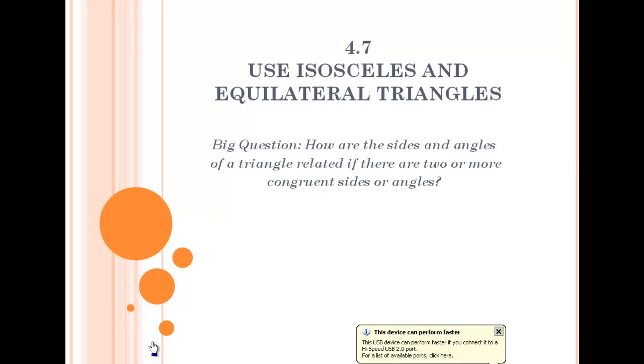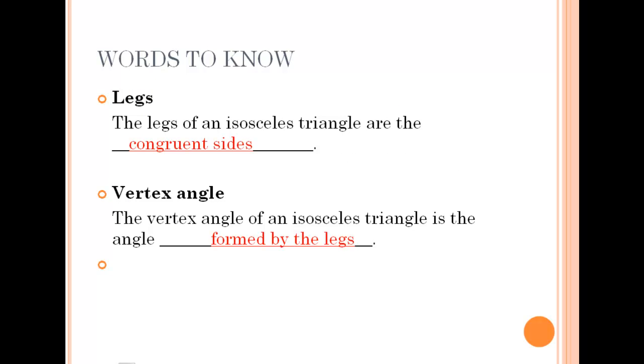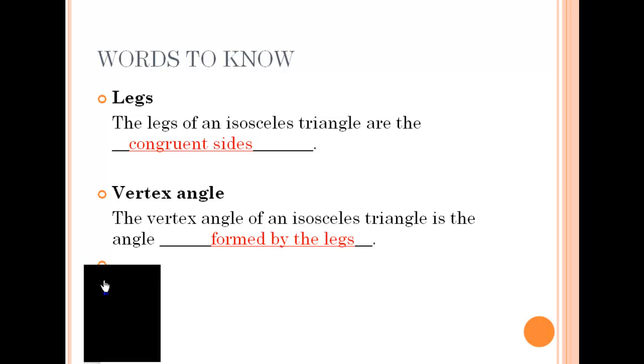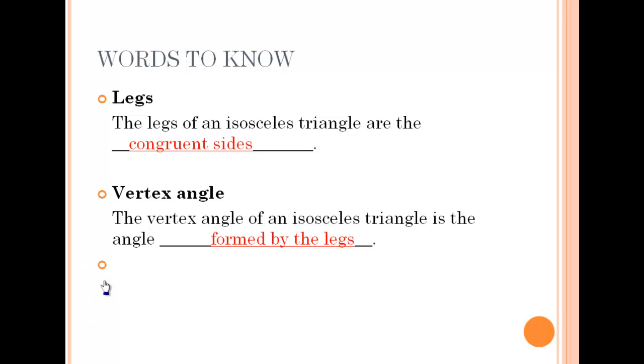So if we didn't know that two or more of the sides or angles are the same, what can we say about the rest of the sides and angles of the triangle? Okay. So words to know here. Our first word to know, the legs of a triangle. So the legs of an isosceles triangle are the congruent sides.